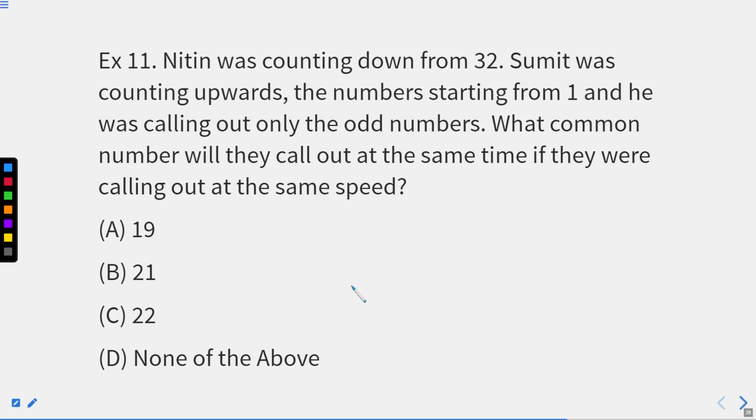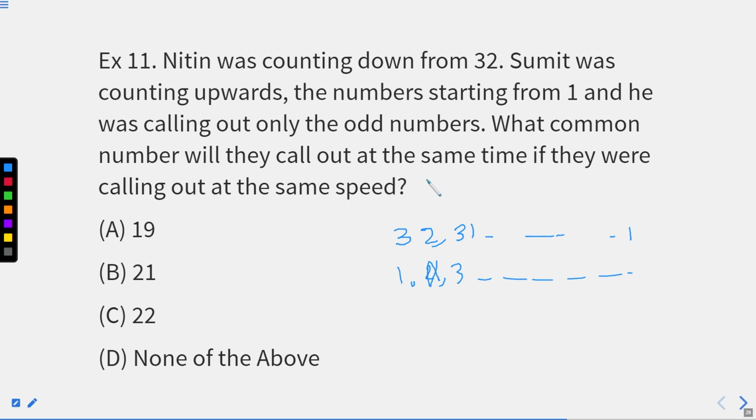So the question says that Nitin was counting downwards from 32. So how exactly is Nitin counting? Nitin started with 32, then he's saying 31 and so on till 1, right? Sumit was counting upward. How is Sumit counting? Sumit is counting like 1, 2, 3, so on till, let's say, n numbers, right? He was calling out only the odd numbers. Now 2 will not appear.